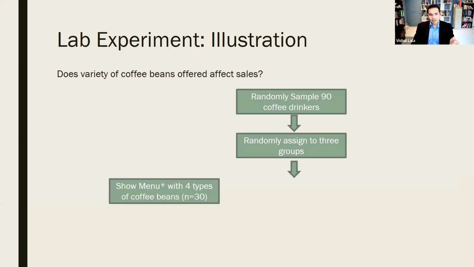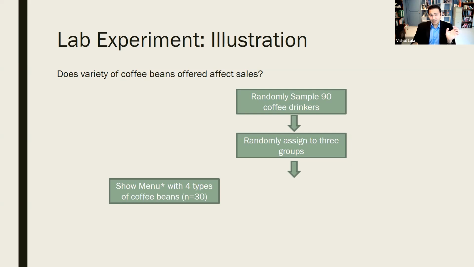The next step would be to manipulate the variable of interest. In our particular instance, the variable we're examining or trying to manipulate is variety of coffee beans. In other words, we're interested in seeing if different coffee beans lead to different sales or not. So we're going to create variations of coffee beans.